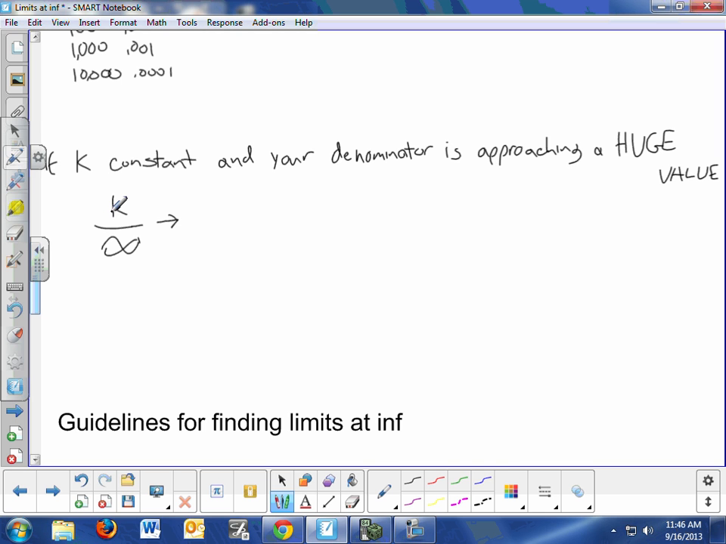Now, just quickly, just so we can wrap our brains around it, if k is some constant and our denominator is approaching some huge value, it doesn't matter what k is. It could be a huge value as well. But this infinity is going to overwhelm it eventually, and this entire thing is going to trend towards 0. And if it was approaching negative infinity, it'd be the same thing. It would be approaching 0.